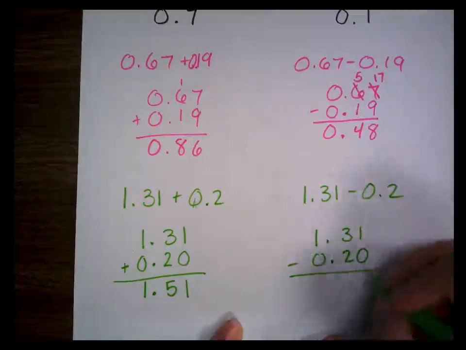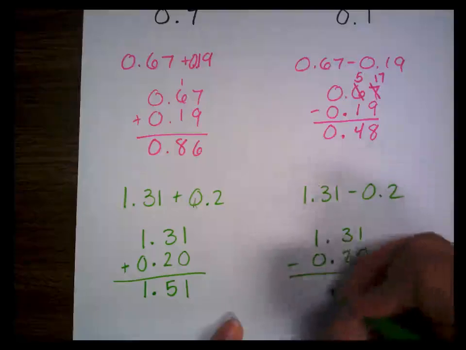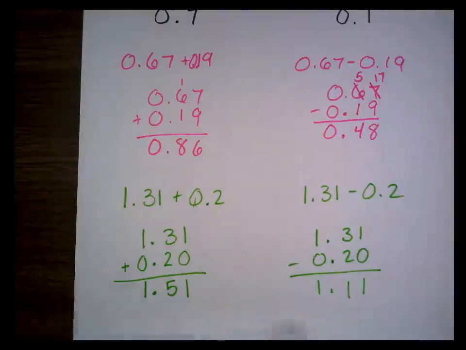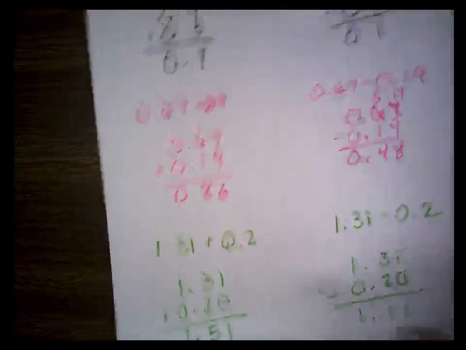I'm going to fill it in with that 0, which also indicates that there is no value. So now 1 minus 0 is 1. So the answer here is 1 and 11/100ths. Now, what if the gap is not on the bottom, but what if it's on the top?